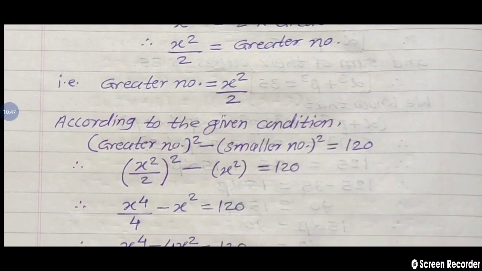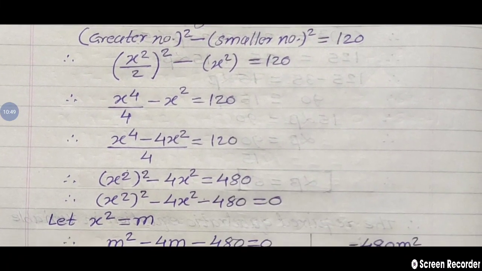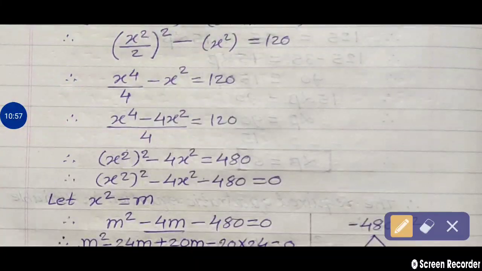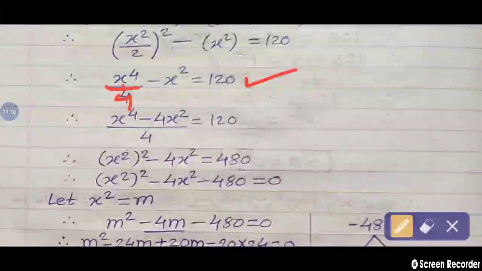Now we are solving this equation. So we are making the square of this first bracket. The square of x square is what? x raised to 4. The square of the number 2, that is at the denominator. So the square of 2 is 4, that we are writing at the denominator. Minus x square is equal to 120.